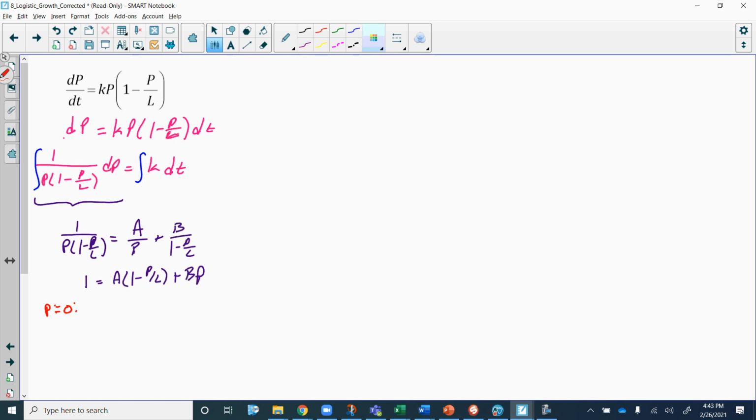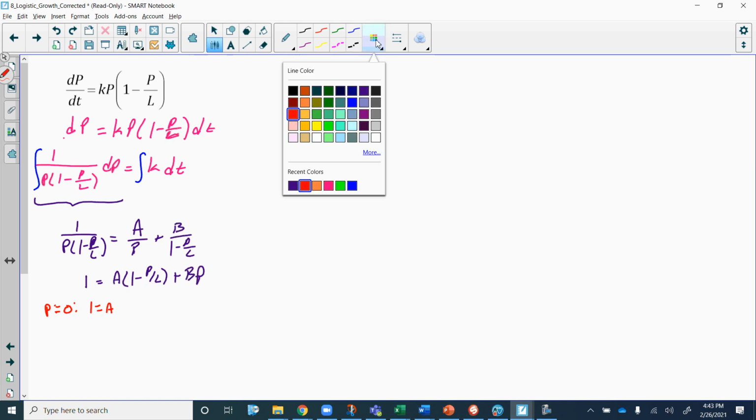And if I make P equal to 0, the B times P term doesn't matter. 0 over L is just going to be 0, so I'm left with 1 is equal to A when I set P equal to 0. That's how we find the value of A.